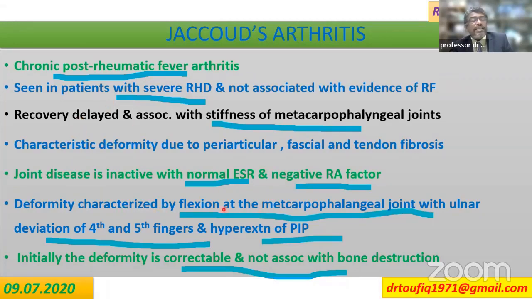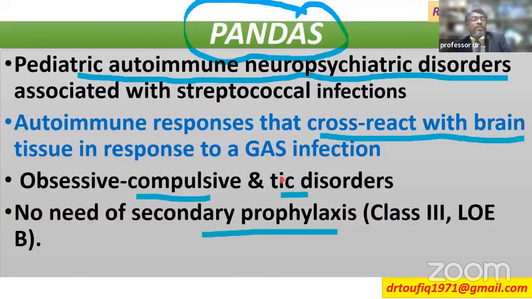The deformity is characterized by flexion at the metacarpophalangeal joint with ulnar deviation of the fourth and fifth fingers, and hyperextension of the proximal interphalangeal joint. Initially, the deformity is correctable and not associated with bone destruction. So this is the correctable type of lesion.